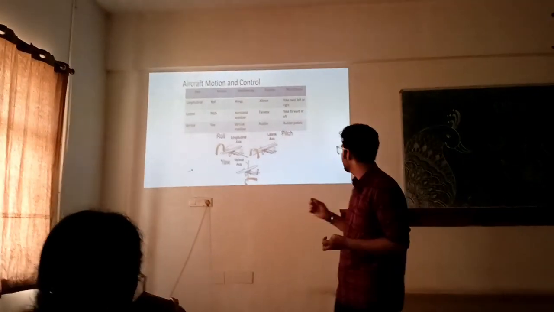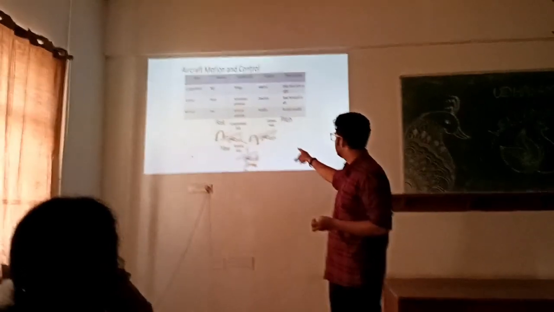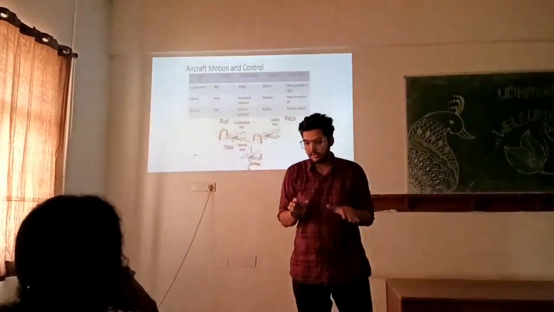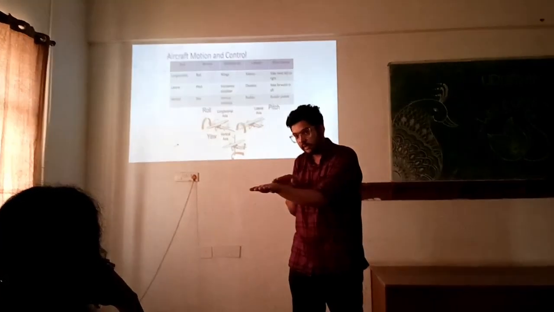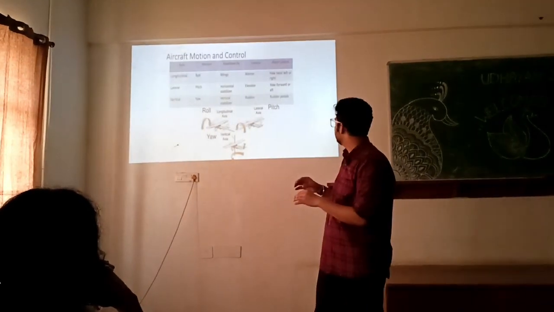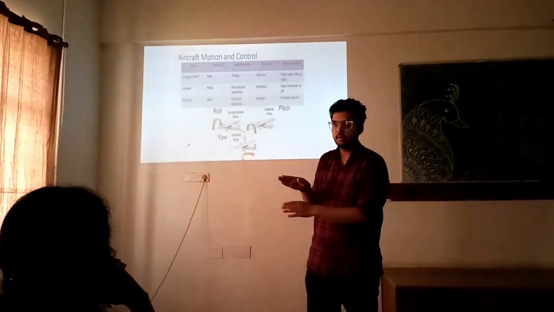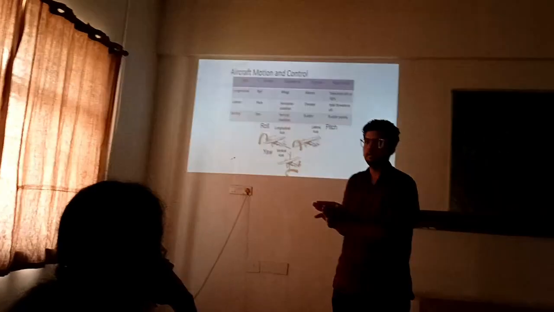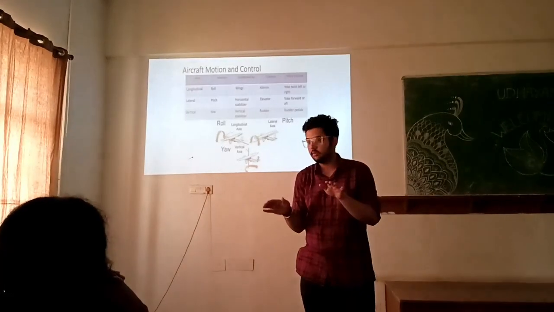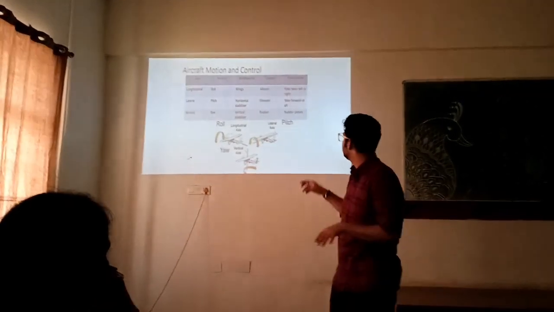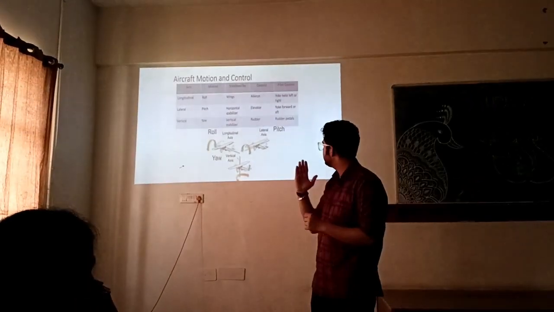Next slide, please. So here, aircraft motion and control. We have seen all these things, like the longitudinal axis and the latitudinal axis. Longitudinal is like this, and latitudinal is like this. In the longitudinal axis, the lateral force will be there, and in the lateral axis, the longitudinal force will act. So it's always opposite. In longitudinal, roll motion: roll means we are rolling like this, and pitch means like this or this. And the vertical means yaw.